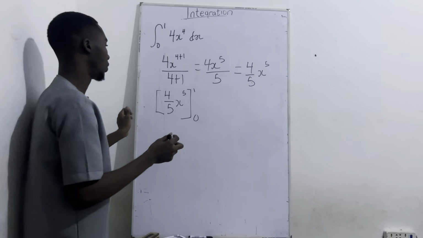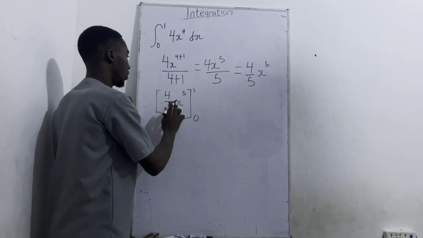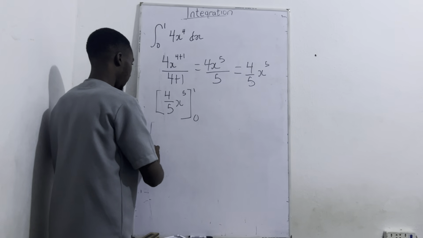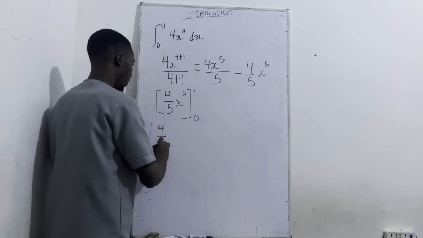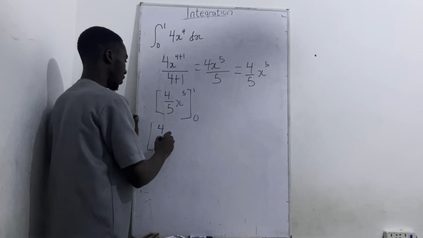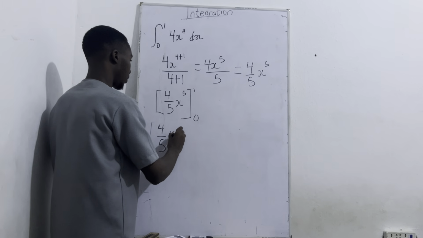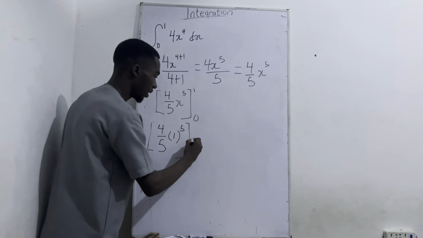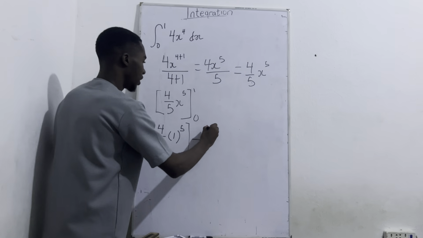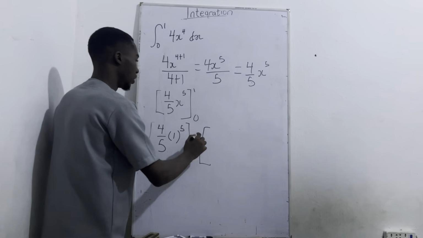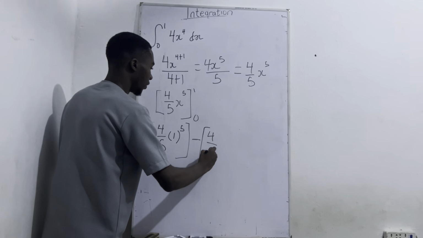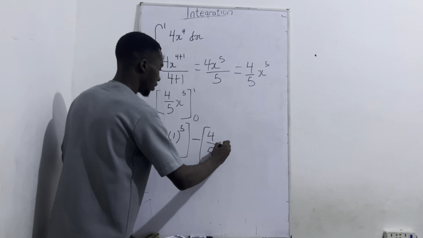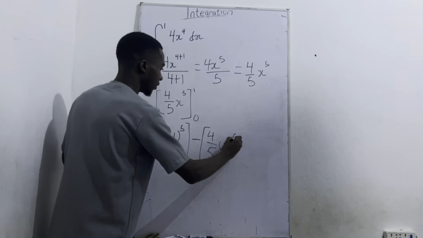So what this means is that you're first going to substitute 1 into this, which is the 1 at the top. So it's going to be 4 over 5. Then wherever we see x, we put 1. So 4 over 5 into brackets 1 exponent 5. So now I substituted 1 into it. Then we bring our negative sign. So minus the same thing, but now we substitute 0 into it. You get it? So 4 over 5, then anywhere we see x, we put 0 into brackets, 0 exponent 5.